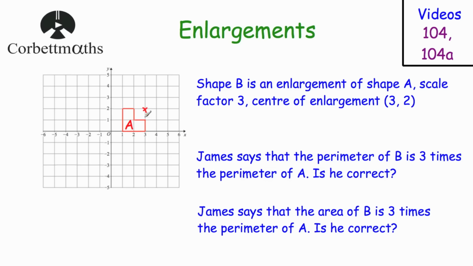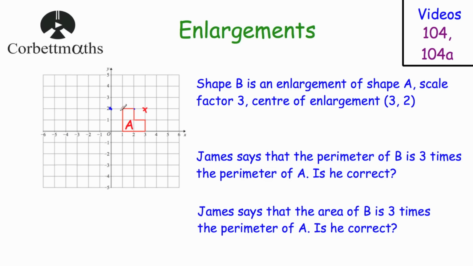Now, whenever we enlarge shape A from the centre of enlargement (3, 2) by scale factor 3, that means each of these points is going to become 3 times further away from the centre of enlargement. So if we start off with this point here, that is 1 to the left from our centre of enlargement. When we enlarge by scale factor 3, instead of being 1 to the left, it's going to be 3 times further, which is 3 to the left. So let's go back to the centre of enlargement and go 3 squares to the left. 1, 2, 3. So it's going to move to there.